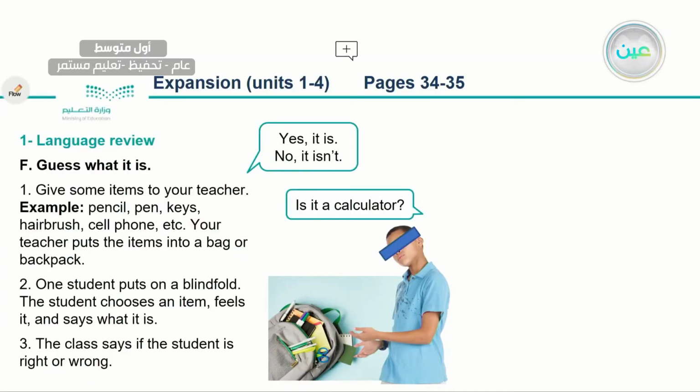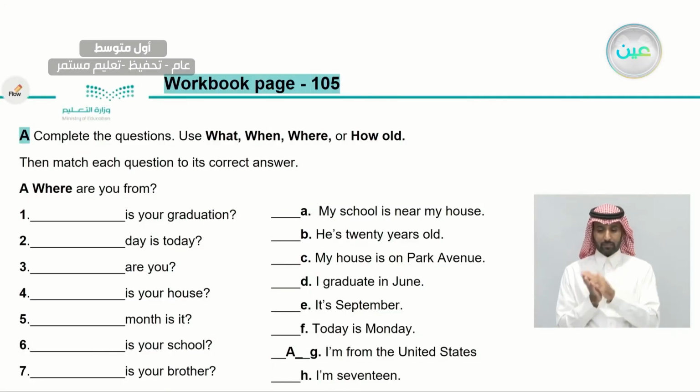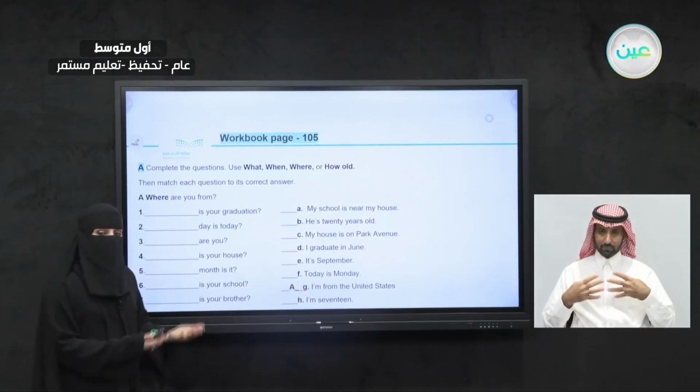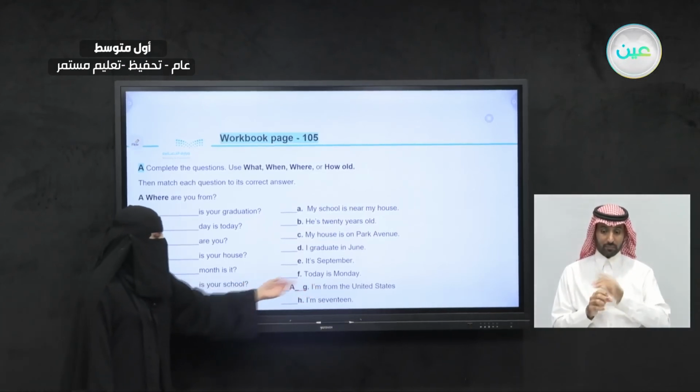Let's look at the next page. Open your workbook, page 105. Complete the questions. Use what, when, where, and how old. Then match each question to its correct answer. Let's start with the first example right here. Letter A, where are you from? Where are you from? I'm from the United States. The question is about a place, and here is the answer. I'm from the United States.